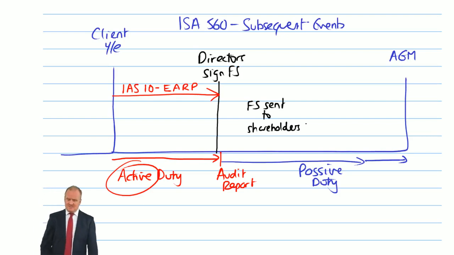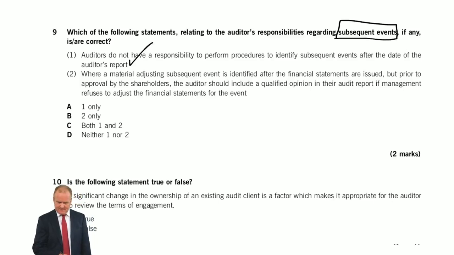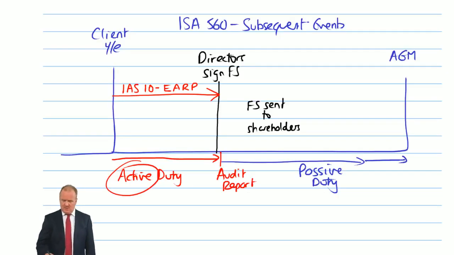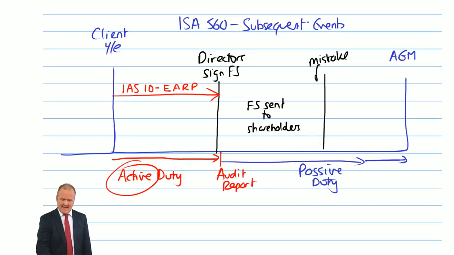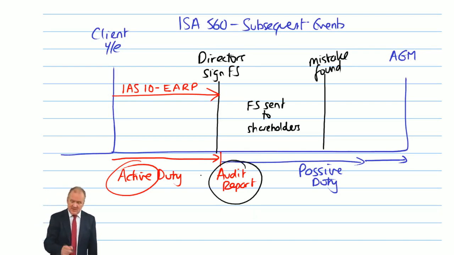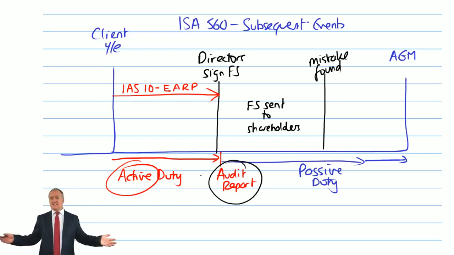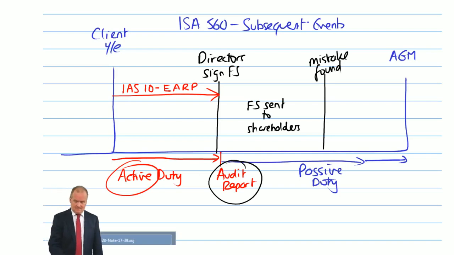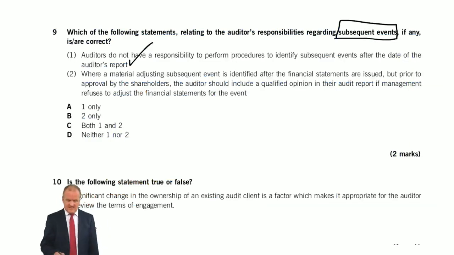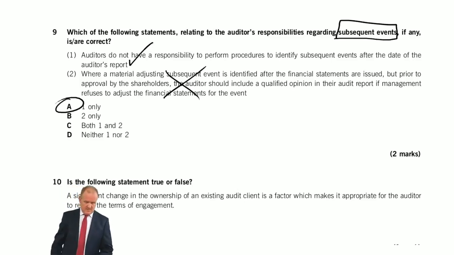If this mistake has been found, let's see what it says. After they've been issued but prior to approval, that means the mistake has been found there. And you cannot mention that in your audit report because you signed your audit report way back there. It is too late. You'd love to mention it, but it's too late. So the second one cannot happen. The answer is A.